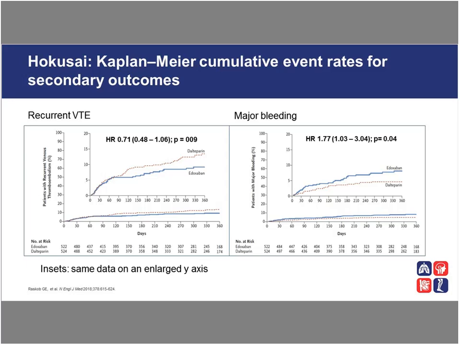When we look at major bleeding, we now see that the hazard ratio was 1.77, with a confidence interval of 1.03 to 3.04, and thus not crossing unity, with a statistically significant confidence interval around that hazard ratio, where there was a higher risk of major bleeding with the edoxaban group compared to the dalteparin group.